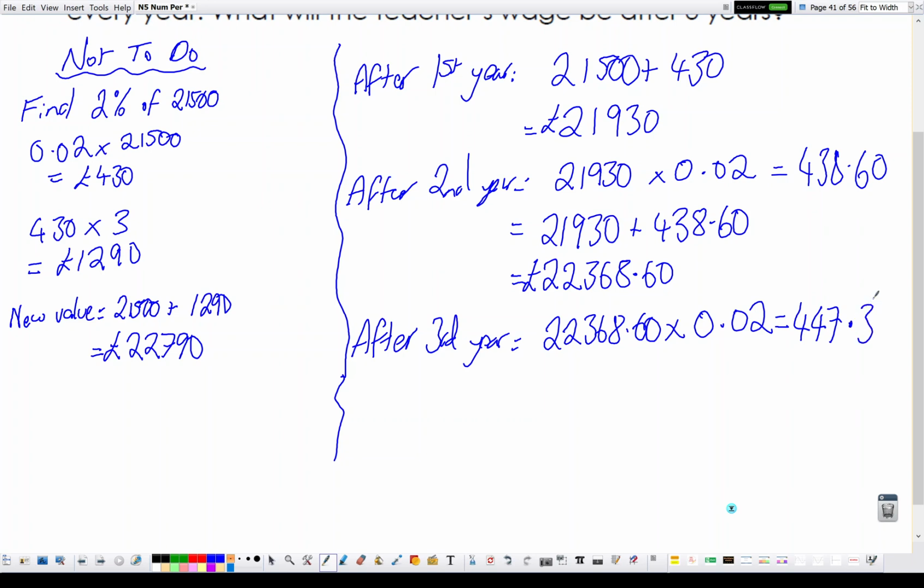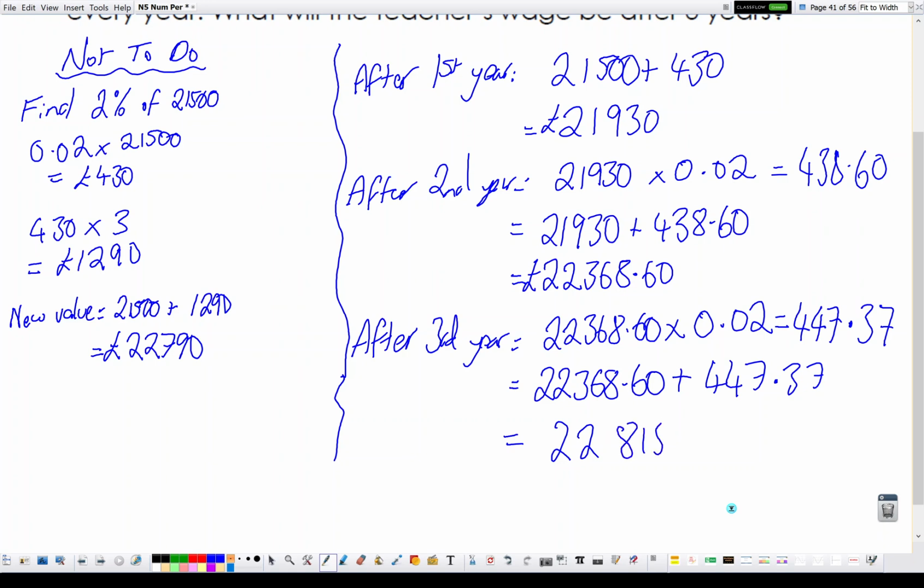So it's £447.37. Then I add that on to my salary, and that is my new final value. So carefully add these numbers together: £22,368.60 plus £447.37, and it is £22,815.97. So you can see, if you look at this value and the value we obtained from just finding the 2% then timing it by 3, they're not the same.